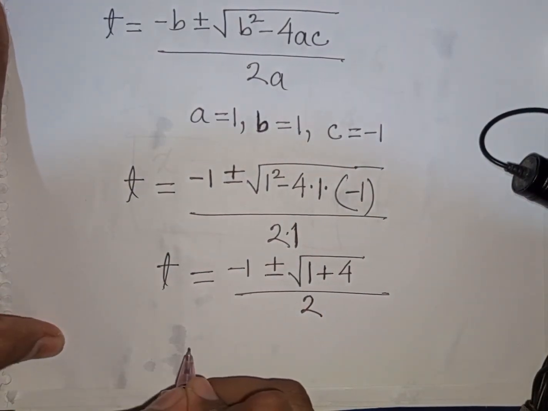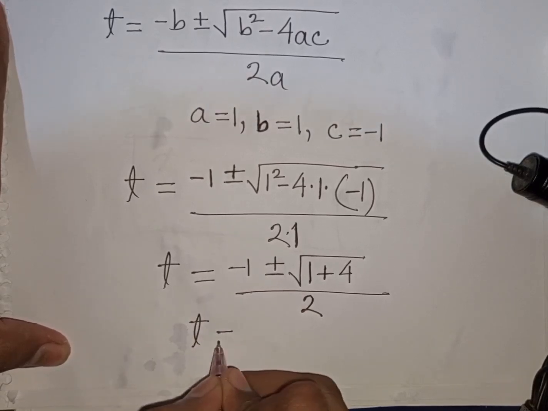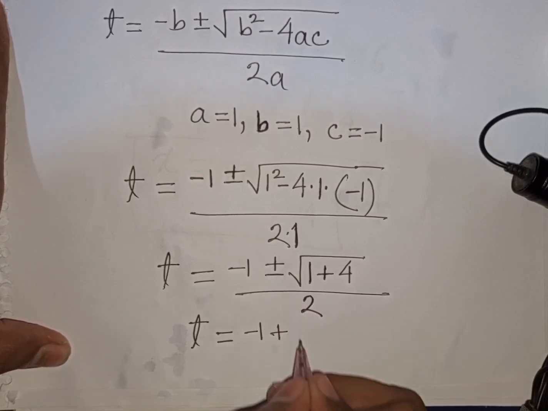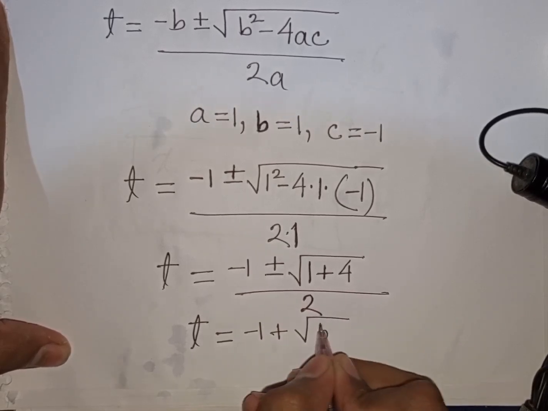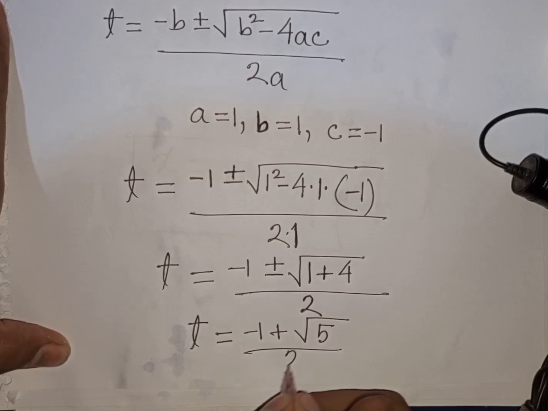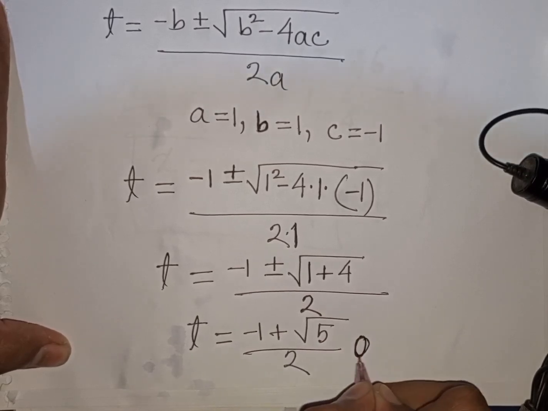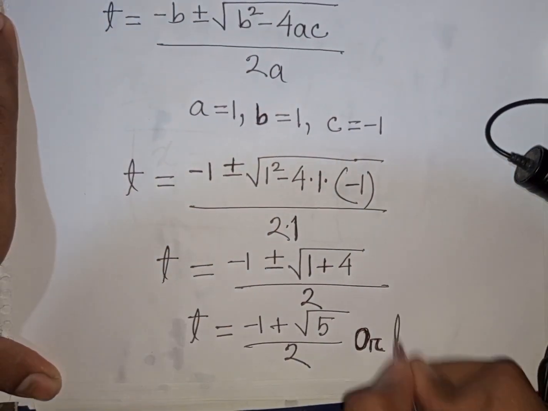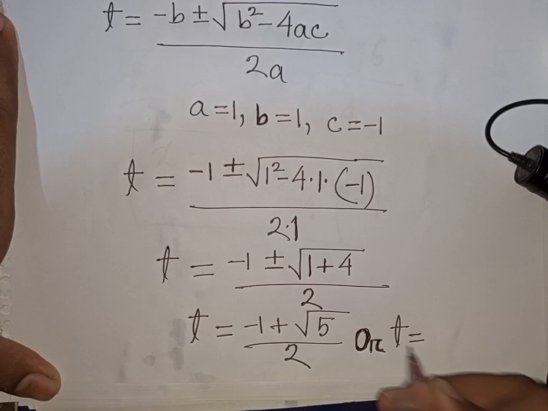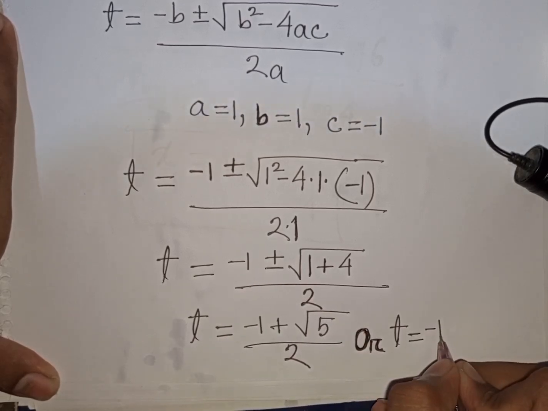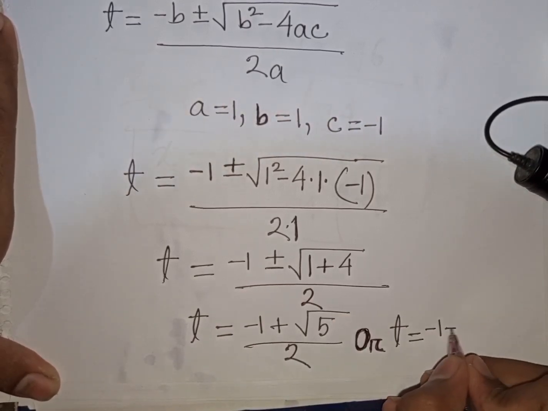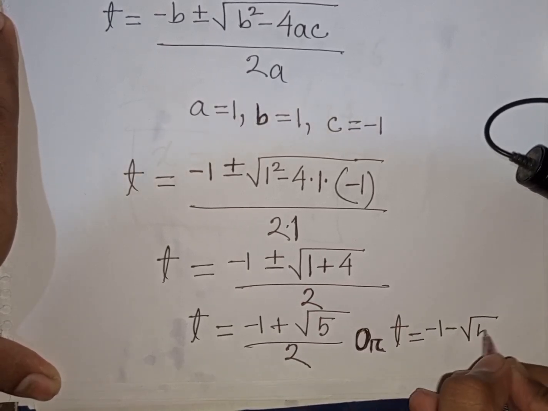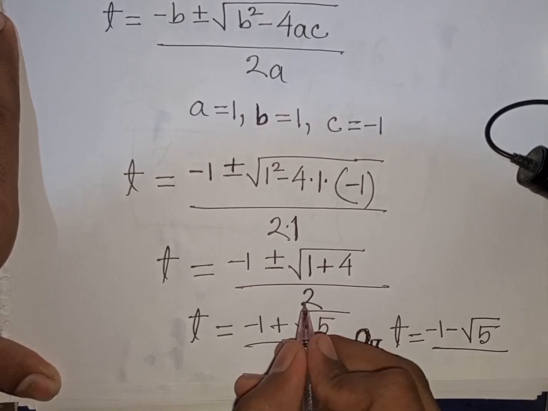Now, t is equal to minus 1 plus the square root of 1 plus 4, that means 5, divided by 2, or t is equal to minus 1 minus the square root of 1 plus 4, that means 5, divided by 2.